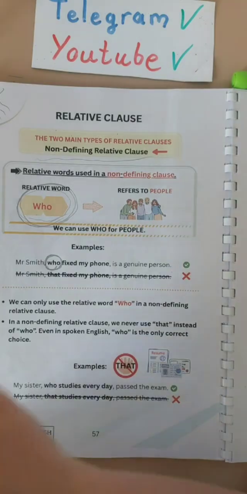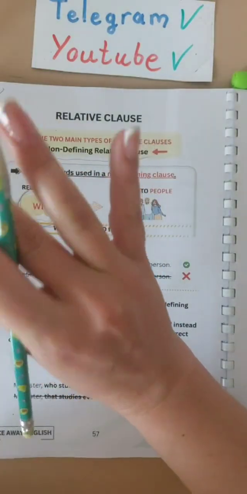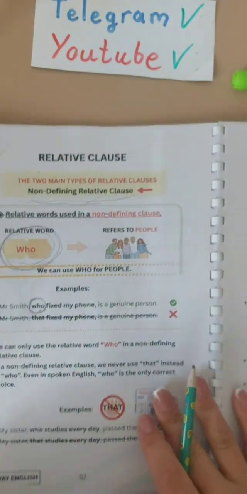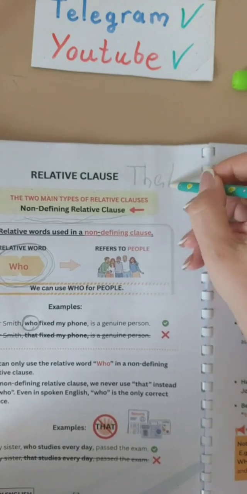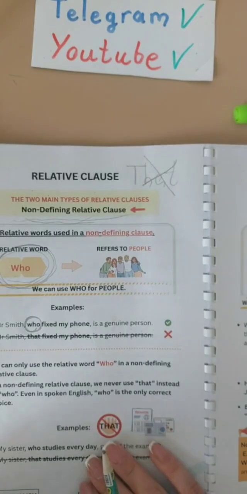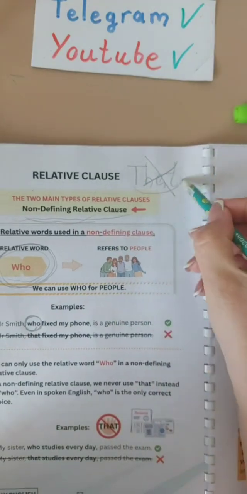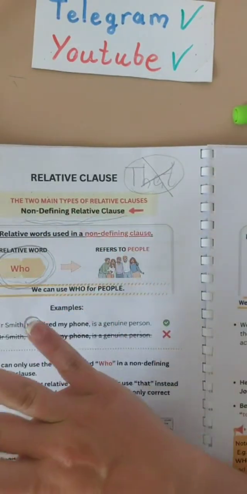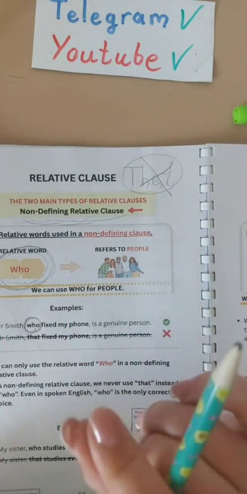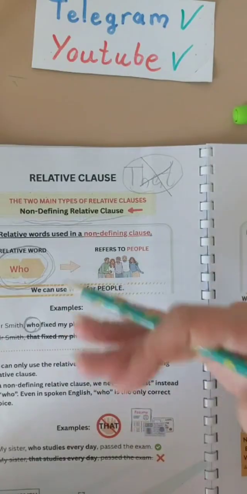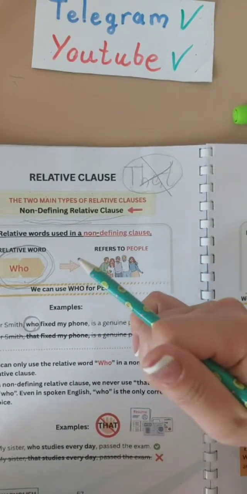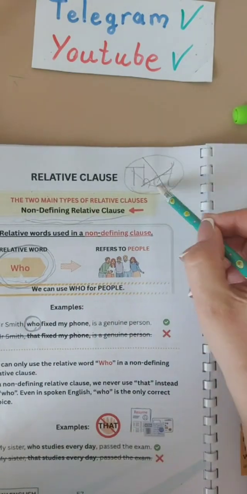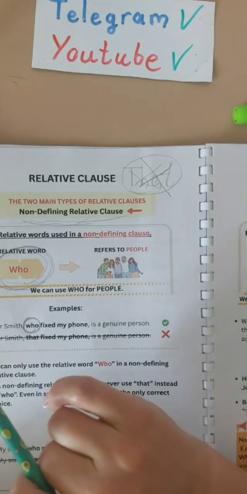Yeah, who for people, no that. That for things, no. In non-defining relative clauses, when we provide extra information, that doesn't exist. We cannot use that. Never with people, never with animals, never with things, never. Only in defining relative clauses, when we provide essential information to identify someone or something. When we provide extra information, we cannot use that. That's incorrect. Okay?